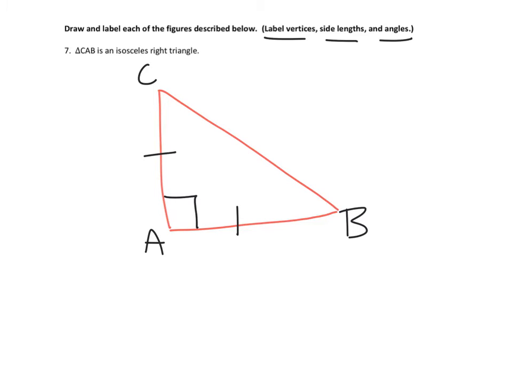Now you could go farther and remember that these two angles are also equal, since they are opposite of the sides that are equal, but I'm not going to require that on this part. If you were in geometry, I would, but I'm not going to require it on this part. But again, at the very least, you got to have sides, the right angle, and the labeling.